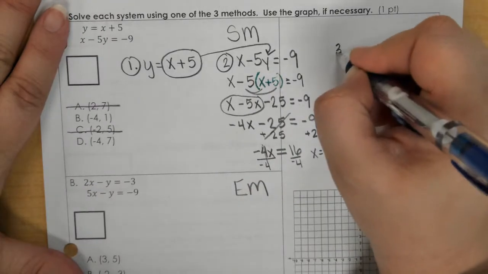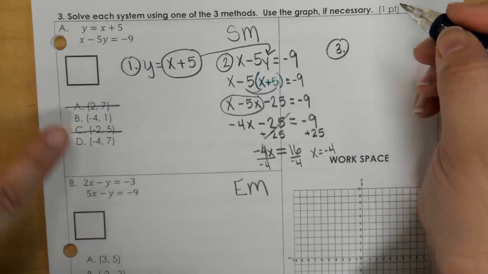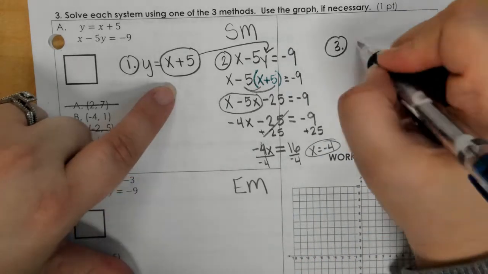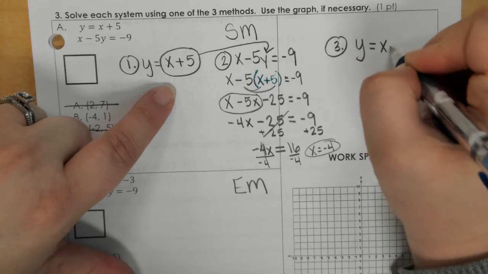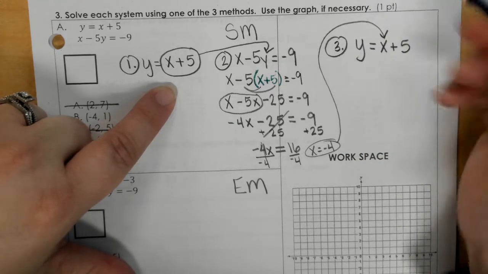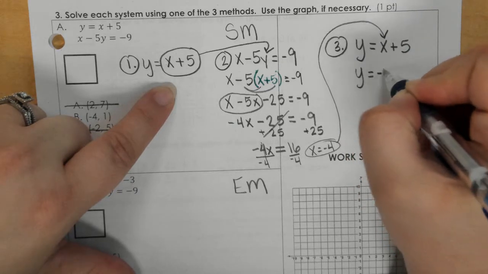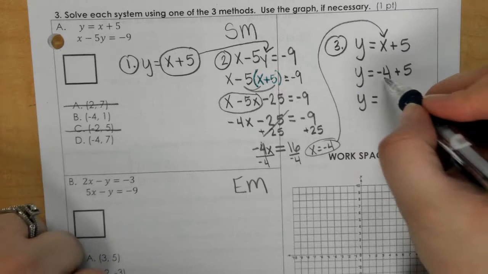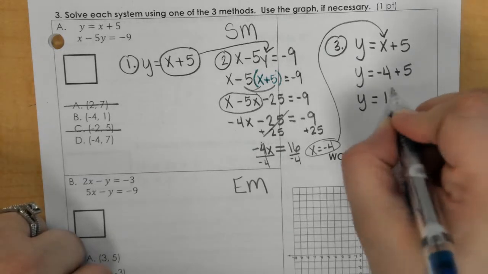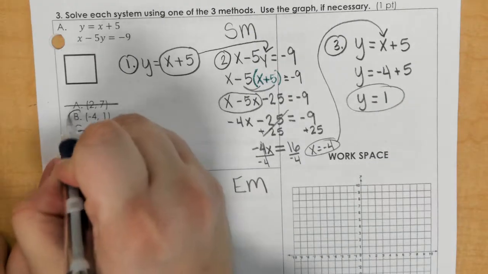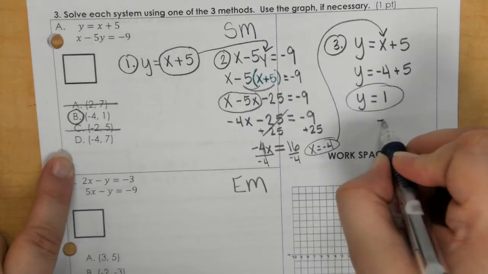So step 3 says plug this x equals negative 4 back into step 1. So take that, plug it into x, and negative 4 plus 5 is 1. So my answer should be negative 4, 1, and that's B.